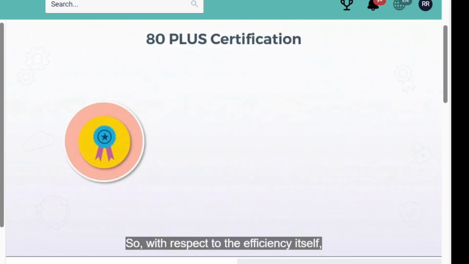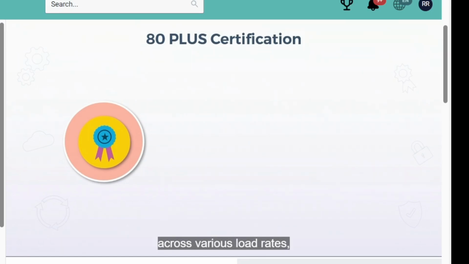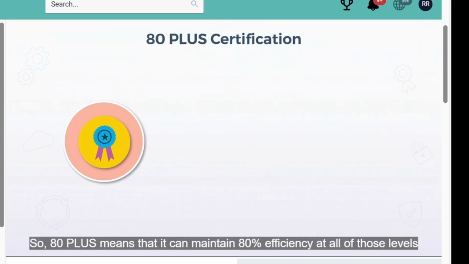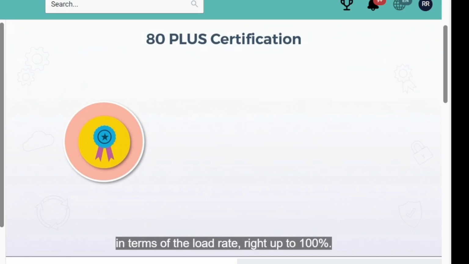So with respect to the efficiency itself, you might look for what's known as an 80 Plus certification. Now, it's referred to as 80 Plus because that's the level of efficiency in terms of percentages, but it has to be maintained across various load rates, specifically 10%, 20%, 50%, and 100%. So 80 Plus means that it can maintain 80% efficiency at all of those levels in terms of the load rate, right up to 100%.